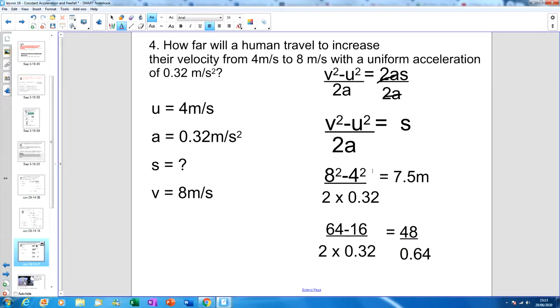So 48 divided by 0.64. Does that really give me 7.5? So I'm not convinced that that does. So let's do that.